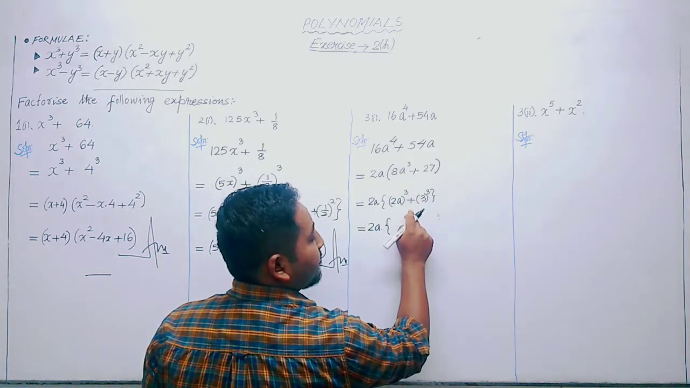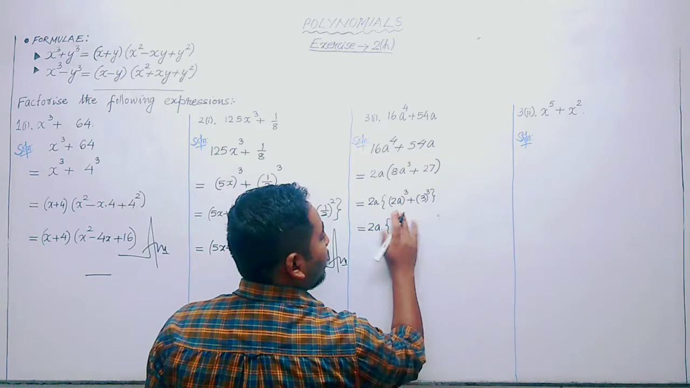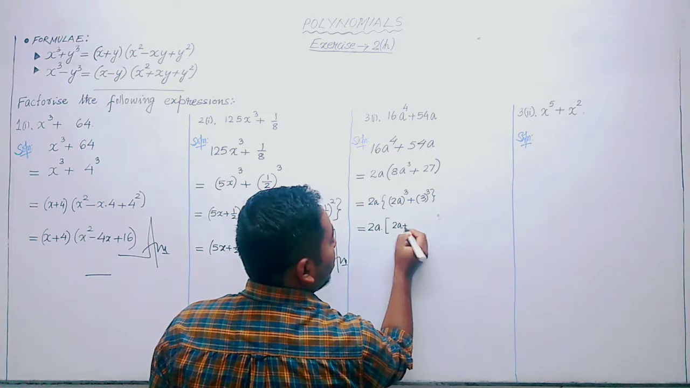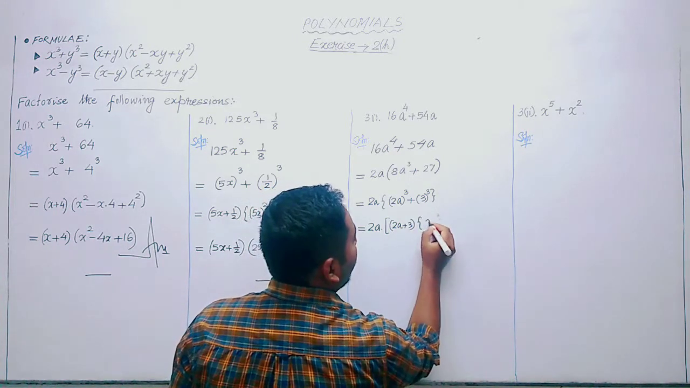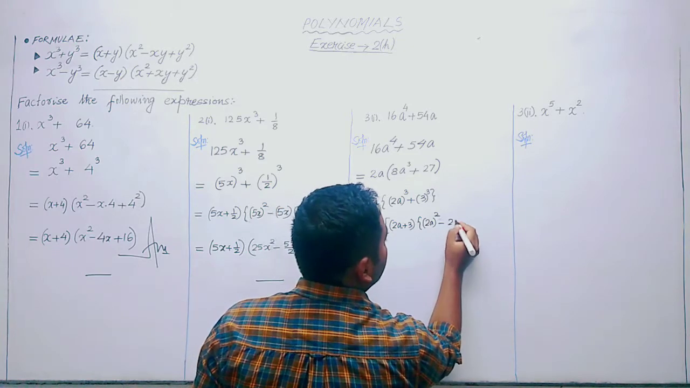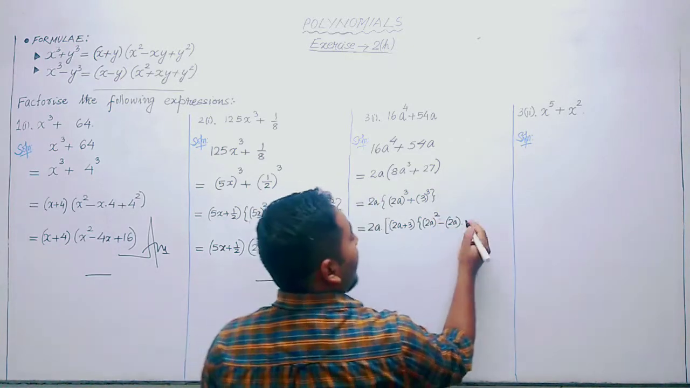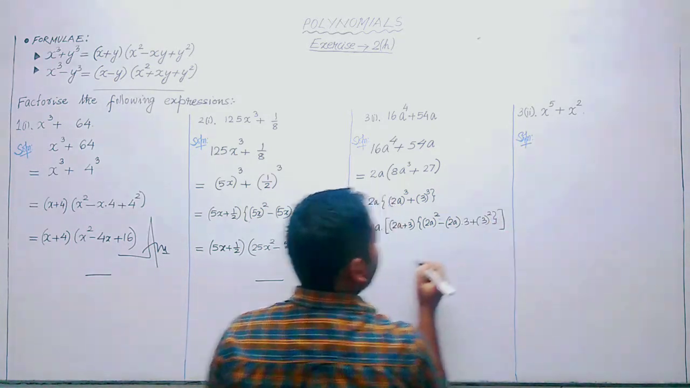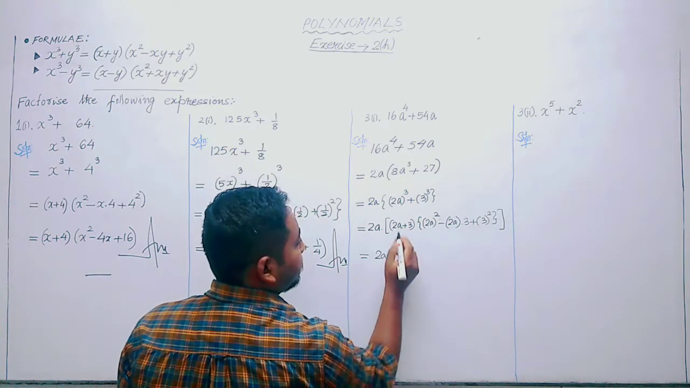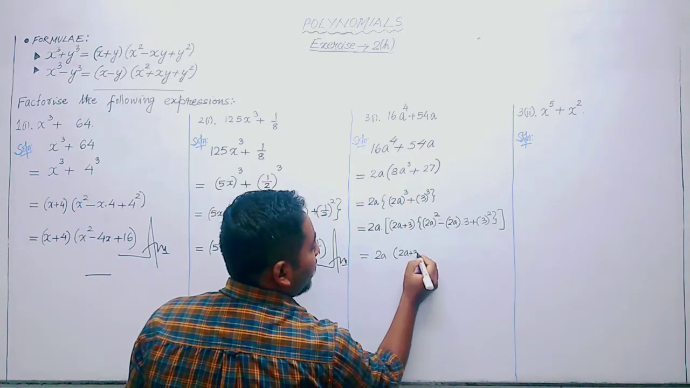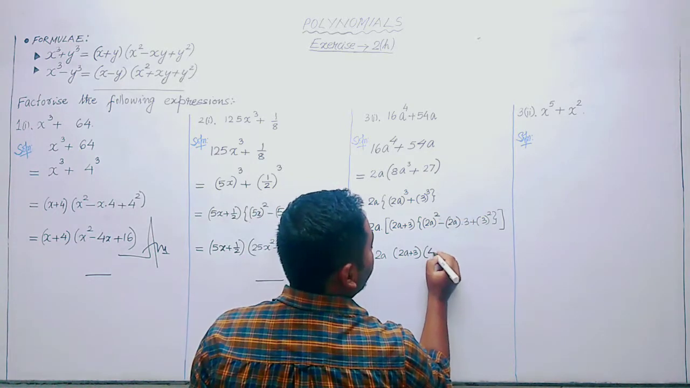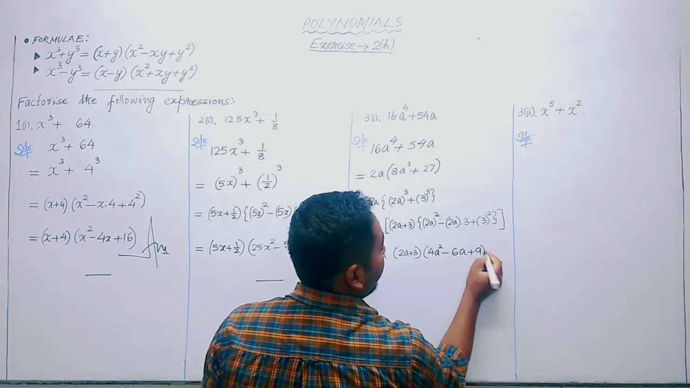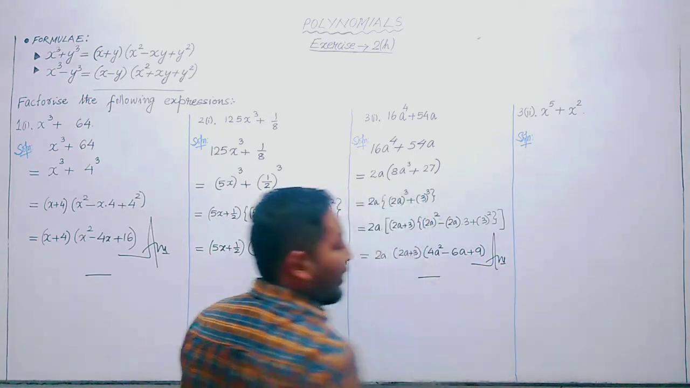Now let us write down this 2a remains outside as it is. Now a cubed plus b cubed will give you a plus b, again you will have a square minus a into b plus b square. Now you will write down 2a, you have 2a plus 3, then comes 2 squared means 4a square minus 2 into 3 is 6a plus 9. Now that is our required answer.